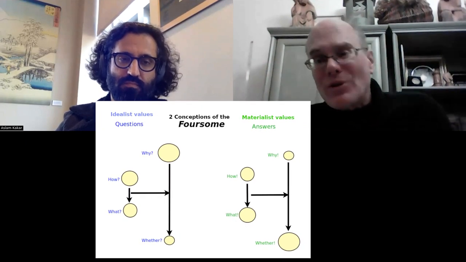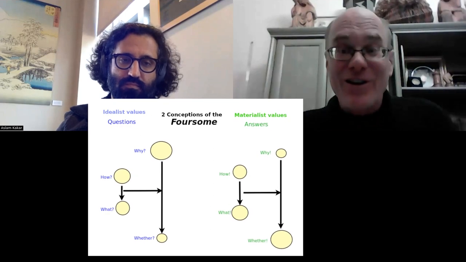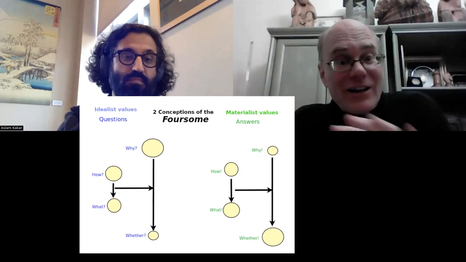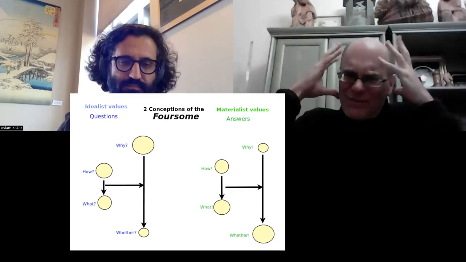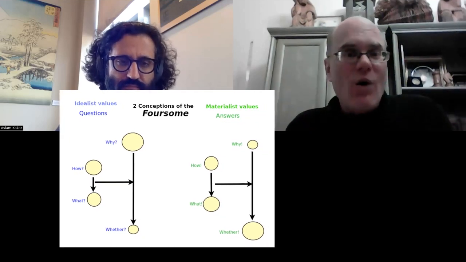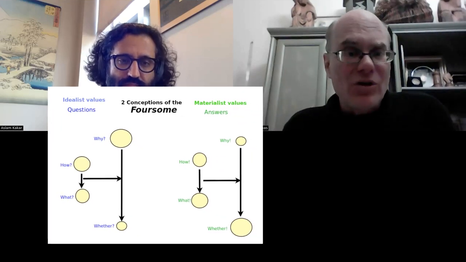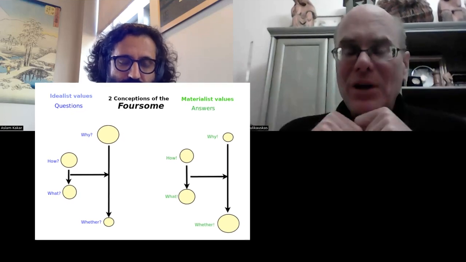See, a materialist would be the opposite. It's whether that's important. What is just kind of like a shadow of that? And then why just doesn't make sense. Why is a fiction? There's no why in the material world, right? So Peirce is very interesting.